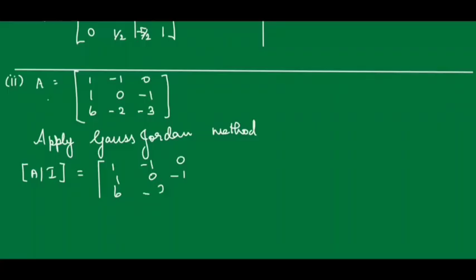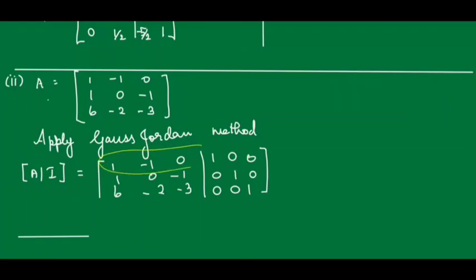This is the matrix with rows 1, 1, 0, 1, minus 2, minus 3, along with the identity matrix 1, 0, 0, 0, 1, 0 and 0, 0, 1. Now the transformation I am going to do here is to change R2 to R2 minus R1. I am going to subtract the first row from the second row, making the subtraction on both rows.